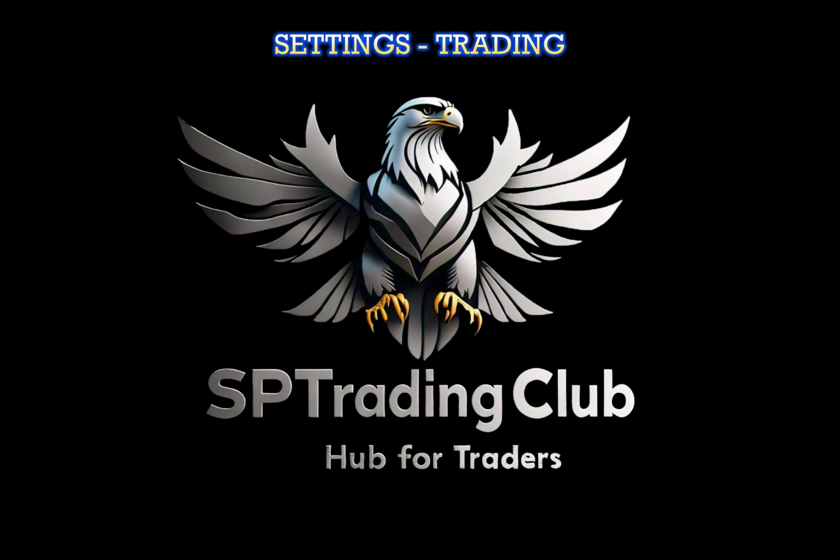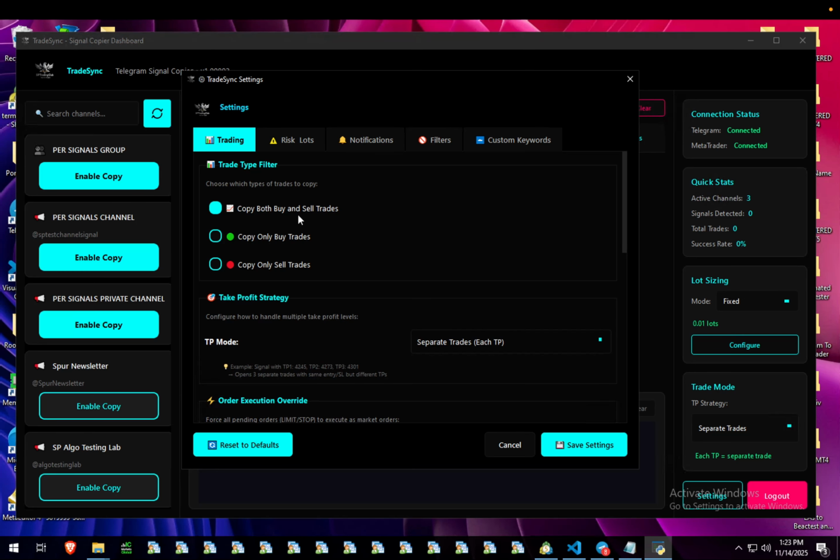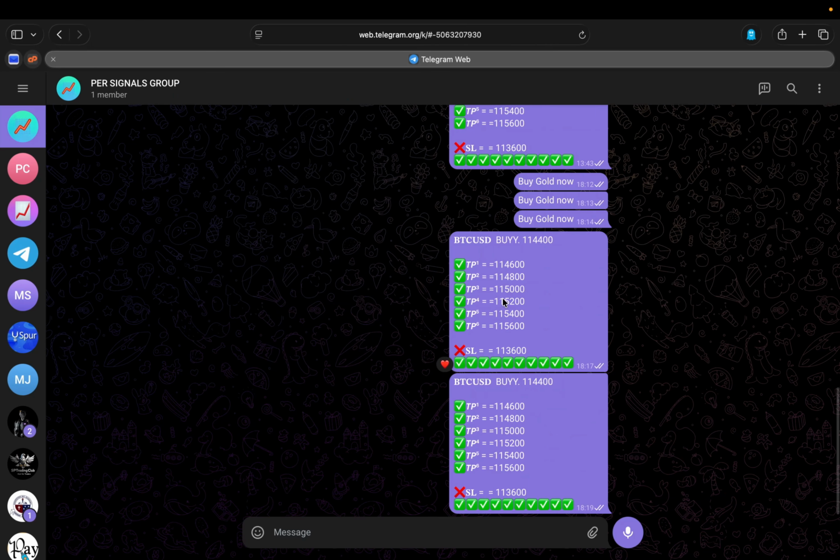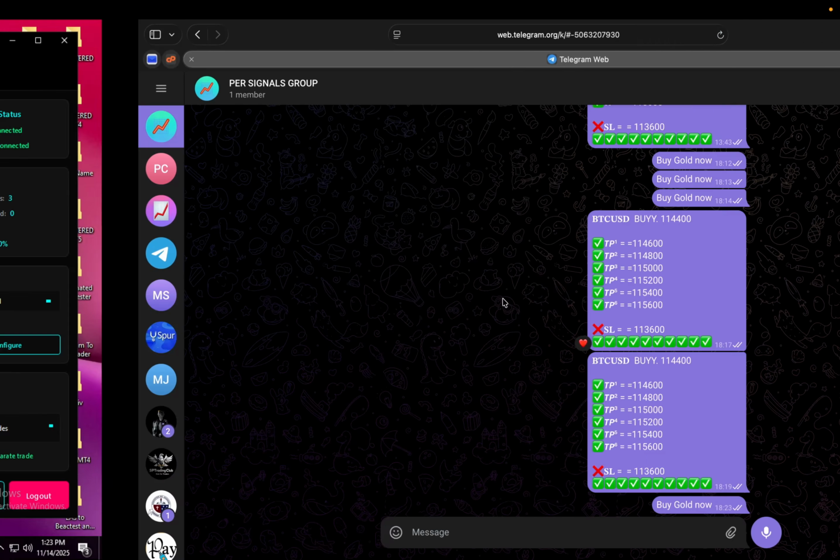In the Trading tab, you can control which types of trades the system takes. You can allow all trades, or choose only buy or only sell. For example, selecting buy only prevents the system from taking any sell trades, and vice versa.